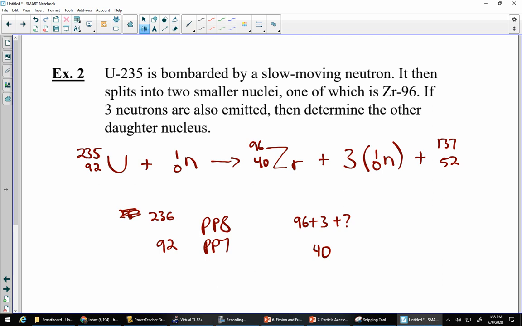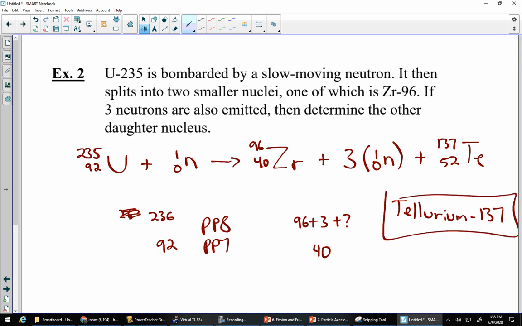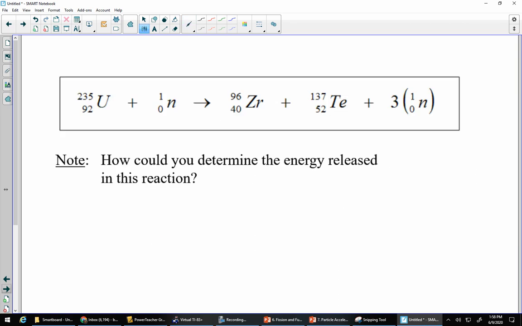So we look back at our periodic table here, 52. Tellurium, Te. Better get the felt pen back. So the other daughter nucleus, I better make sure I'm spelling this right. Tellurium 137. Very nice. Now you've done all of this before. It's just the ideas are a little bit different. We have done these nuclear equations before, just the ideas.